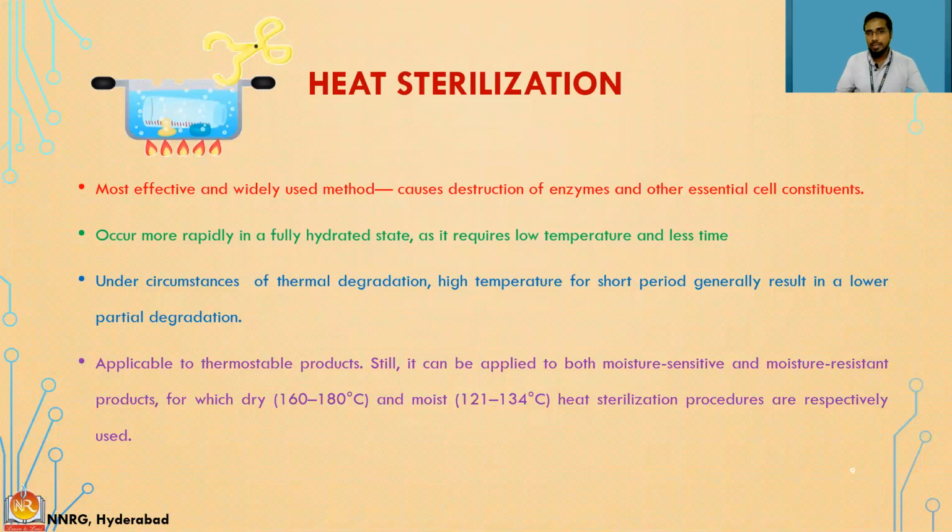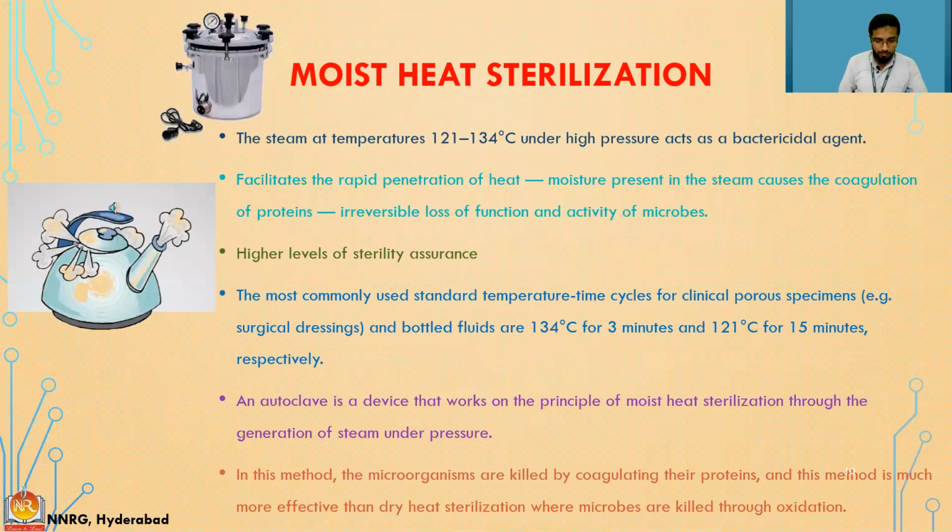Whereas moist heat means it is around 120, 121 to 134 degrees centigrade. At this temperature, there will be a possibility of presence of water molecules. For that reason, it's called moist heat sterilization. So beginning with moist heat sterilization, when I say moist heat, you can remember the presence of water in the sterilization method, which means boiling, right?